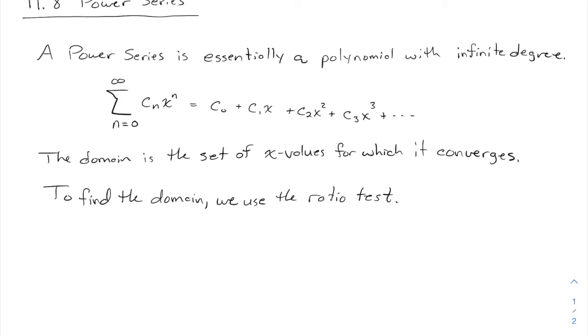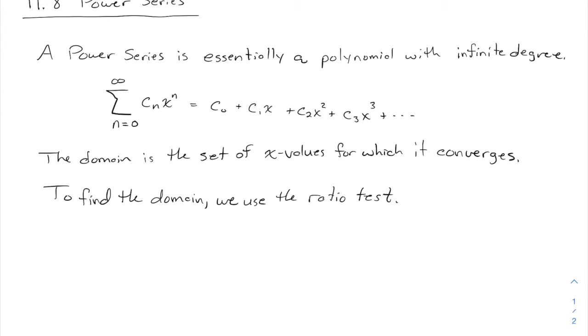A power series is essentially a polynomial with infinite degree. This is the form that they have. Notice the difference in the power series versus the series we've done before is this has an x in it. So what we get here is a polynomial. The domain for this is considered to be the set of x values for which it converges.